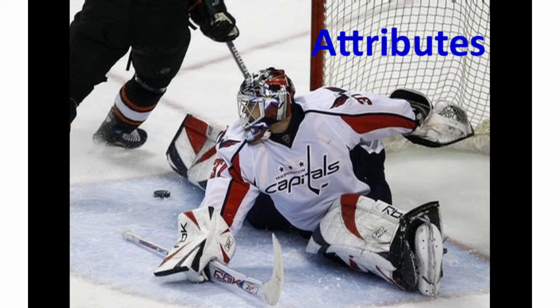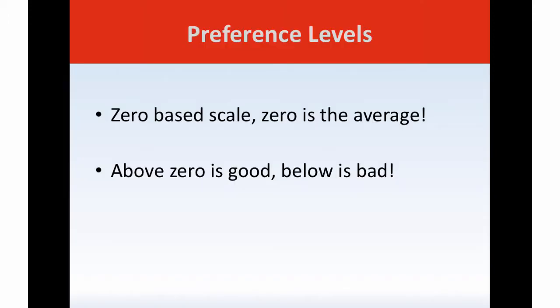Flexibility is key for a goalie. Level of discounts is key for coupons. Now we're going to go into the preference levels of those various attributes that we just discussed. The scales you're about to see are zero-based. Zero is the average, above zero is good, and below is bad.